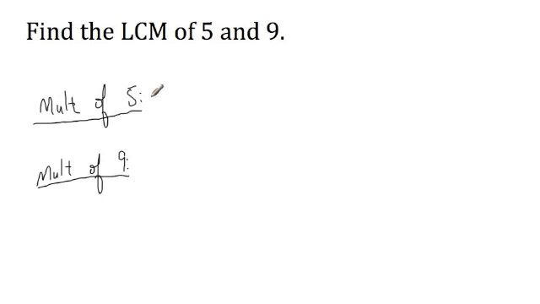So let's do this. 5 times 1 is 5. 5 times 2 is 10. 5 times 3, 15. 5 times 4, 20. 5 times 5, 25. So we've got a list of 5 there.